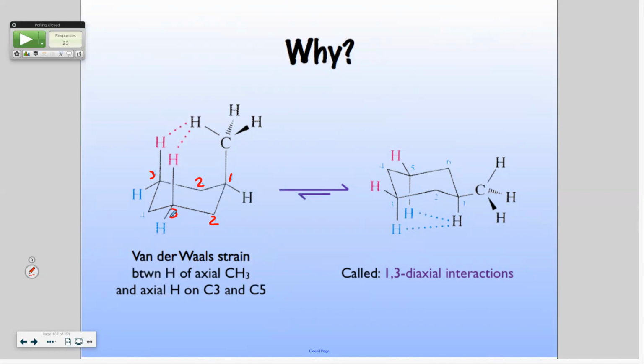I thought maybe you might say that equatorial was more stable because I made my line bigger, but did you not notice that? A little hint. The top line, I made it bigger.